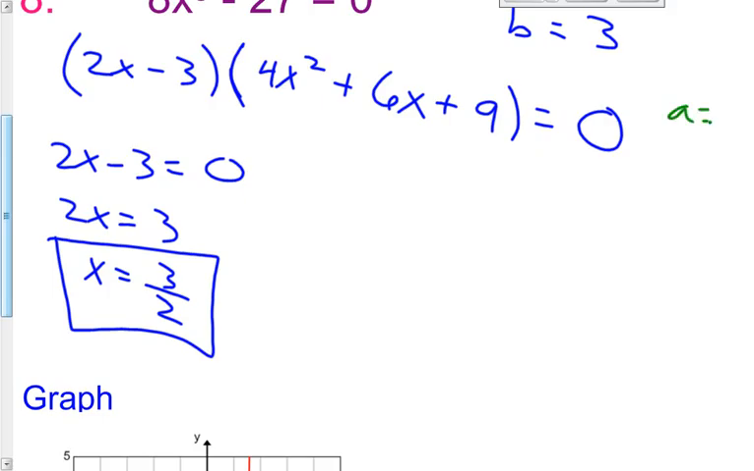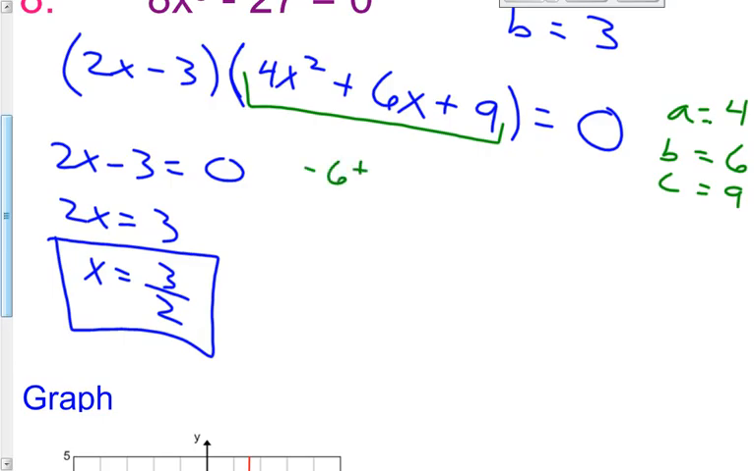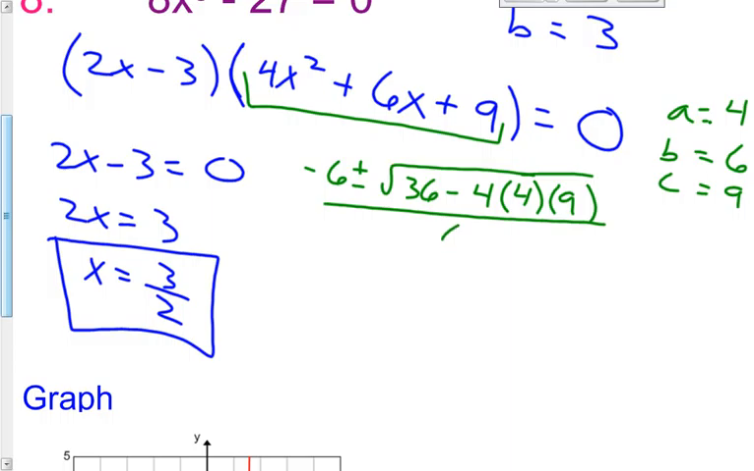So a is the number in front of x squared, which is 4. B is the number in front of x, which is a positive 6. And c is our constant term, being a 9. All right, let's do this thing. So we have a negative b, a negative 6, plus or minus the square root of b squared, which is 6 squared, which is 36, minus 4 times a, which is 4, times c, which is 9, all over 2 multiplied by a, and 2 times 4 is 8.